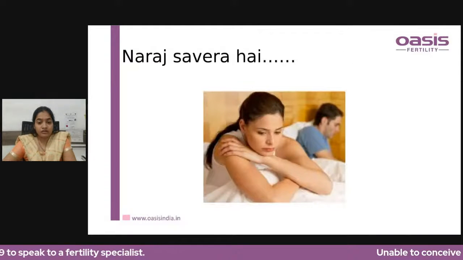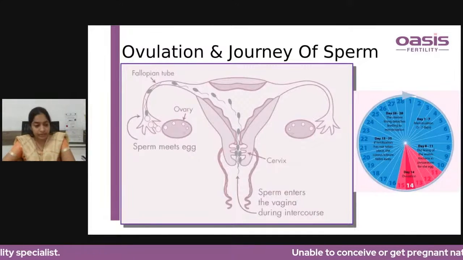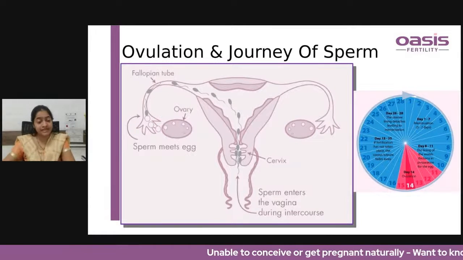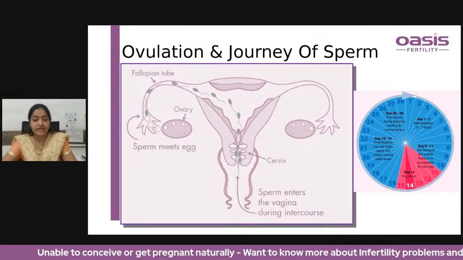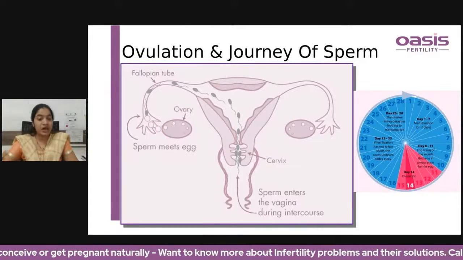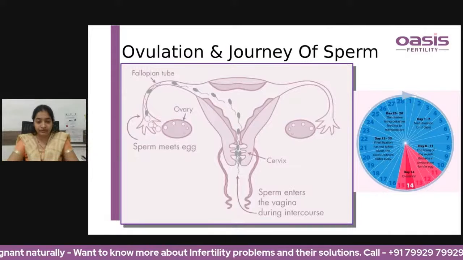Now we will come to the journey. Basically, we will see first what fertilization is, and then how, with the aid of natural things and artificial things, the IVF process is carried out.